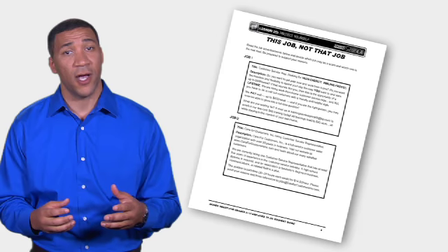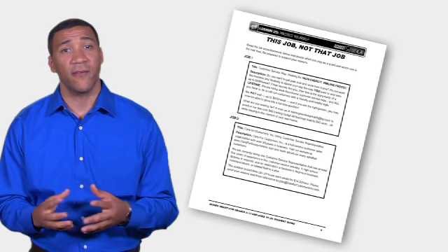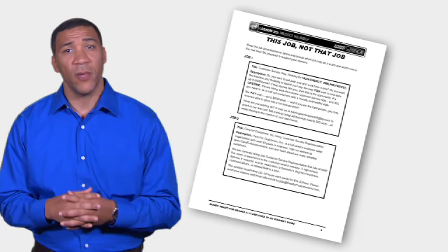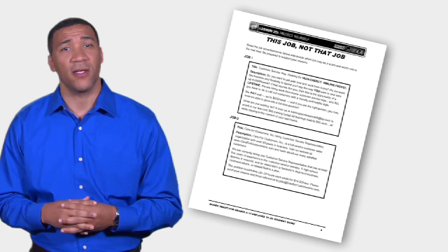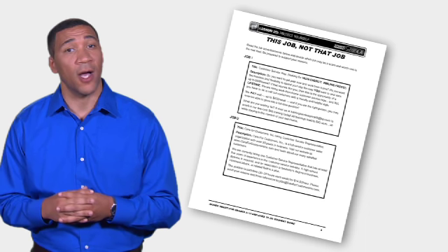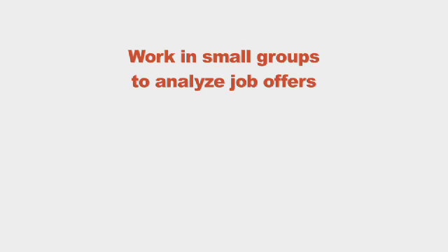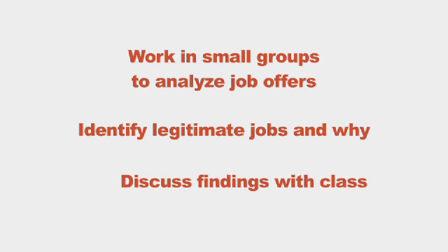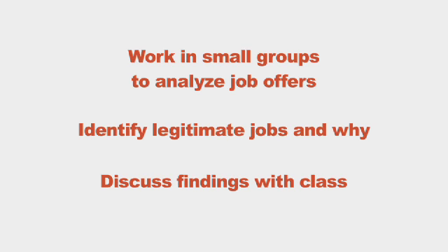Distribute the "this job, not that job" handout. And if internet access is available, you may want to go to the FTC website and watch the 3-minute video, Job Scams. Have students work together in small groups to analyze each of the job offerings. Challenge each group to identify which job on the handout is legitimate and which is not, documenting their supporting reasons. Invite volunteers to share their conclusions with the class and review why one job offer is more credible than the other.